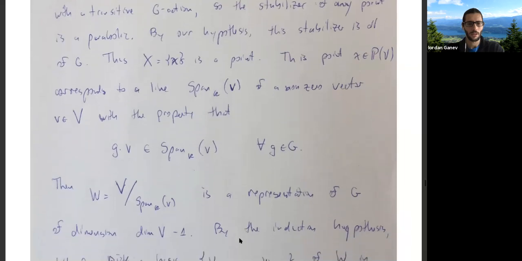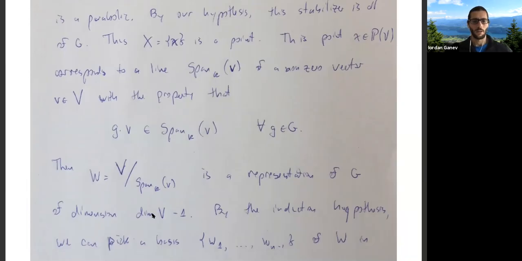Well, we can take W to be the quotient of V mod this span, mod this line. And this implies that this line is preserved by the action of G. It's stable. So if we take the quotient, we get another representation of G. This representation has lower dimension, and so now we can apply the induction hypothesis. Remember, we were doing induction on the dimension of V.